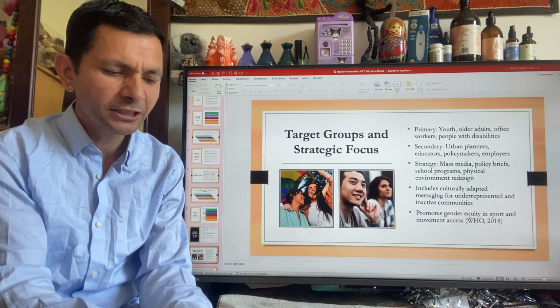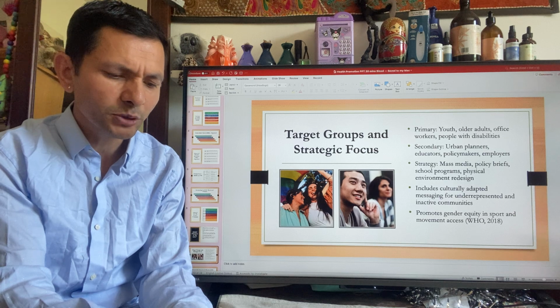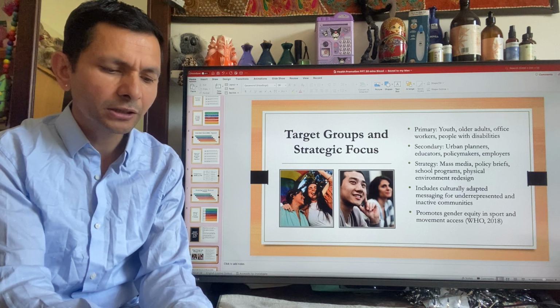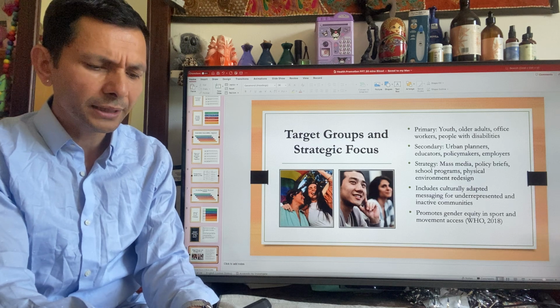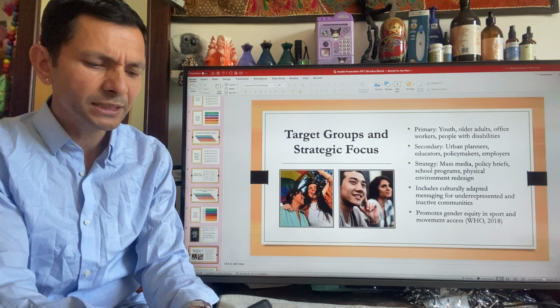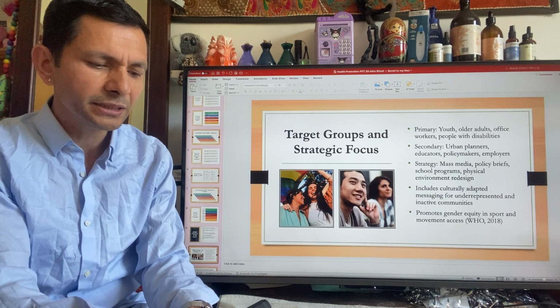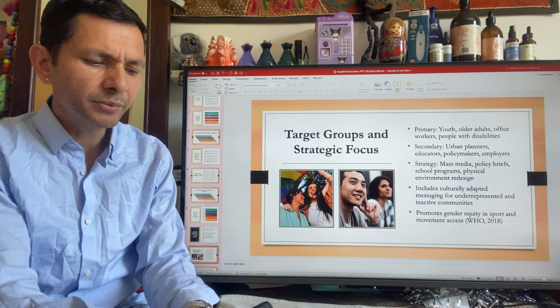Target groups and strategy focus. The Be Active campaign targets several key demographics. Primary groups include young people, older adults, office workers, and individuals living with disabilities, populations often at higher risk of inactivity. Secondary groups include urban planners, educators, and employers, those who influence environment and policy.